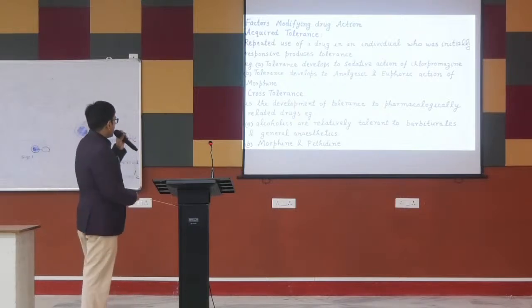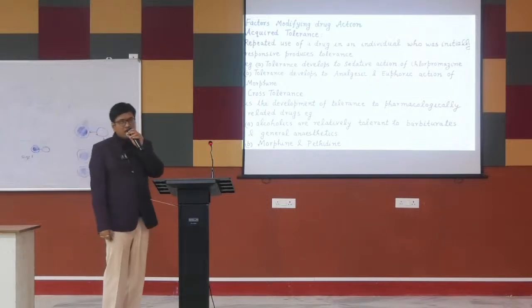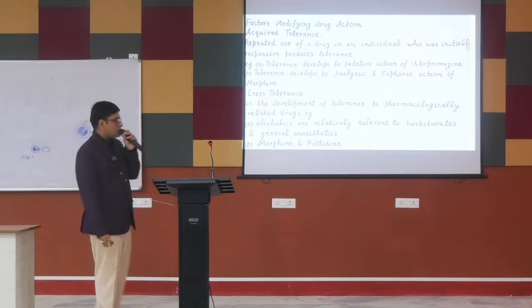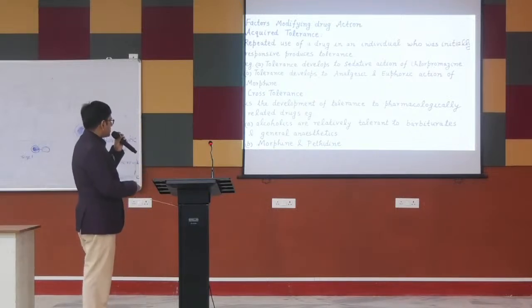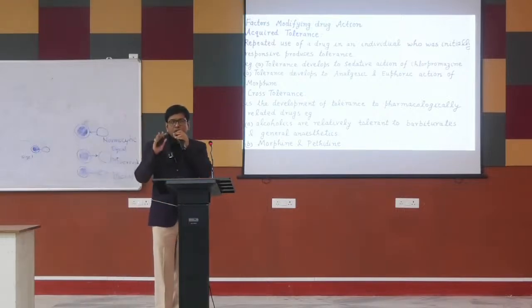Cross tolerance is when, because you have given one drug, another drug that is similar to it also will exhibit less effect. That is called cross tolerance. Like alcoholics respond less to general anesthetics. Alcohol is a CNS depressant. So those who are addicted to alcohol, when you are giving anesthesia to them, you need higher doses of general anesthetics because their brain is already set in such a way that they can tolerate a CNS depressant. You have to give a higher level of CNS depressant to make that patient unconscious.